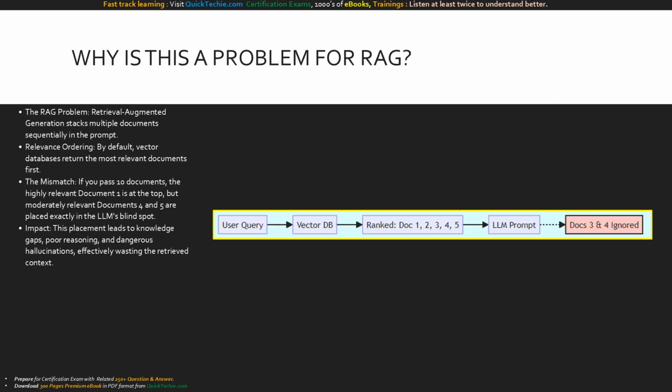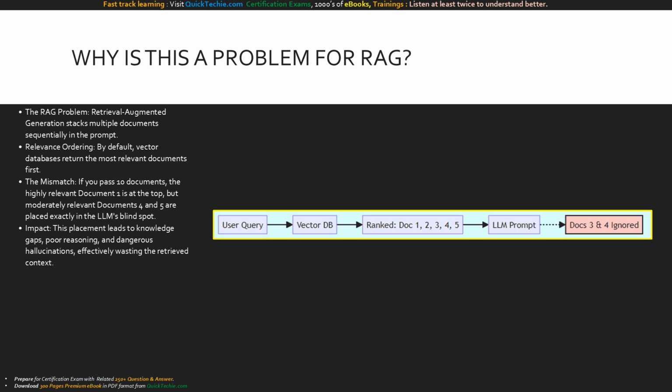Why is this a massive problem for retrieval-augmented generation? Because in a standard RAG pipeline, we retrieve multiple documents and stack them sequentially. If your vector database returns 10 documents, the absolute best matches sit at the top. But think about the layout. If you pass all 10 to the model, the documents in the middle, say, documents 4, 5, and 6 are placed exactly where the LLM's attention drops to 0.